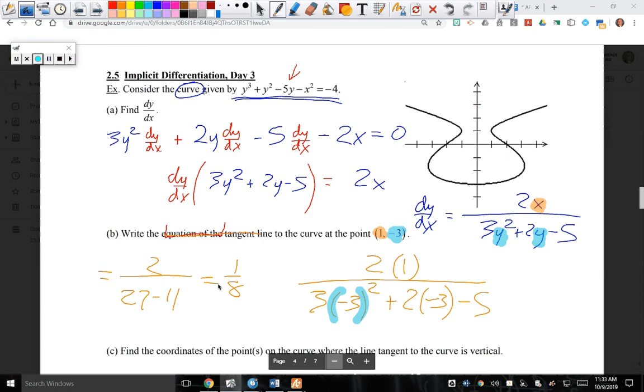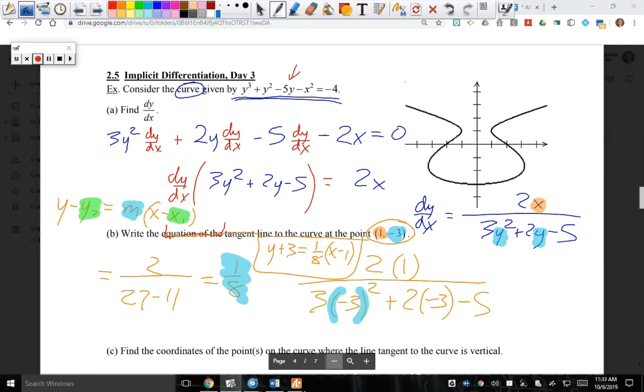Okay, so I have the slope now. I have the m. And what I'm going to do is I need to know what point I'm using. It will be the equation of the line tangent to the curve at this point. So from here, I'm just going to do y minus negative 3 equals 1/8 times x minus 1. Easy enough. Okay? But for the last part, look at it very closely.